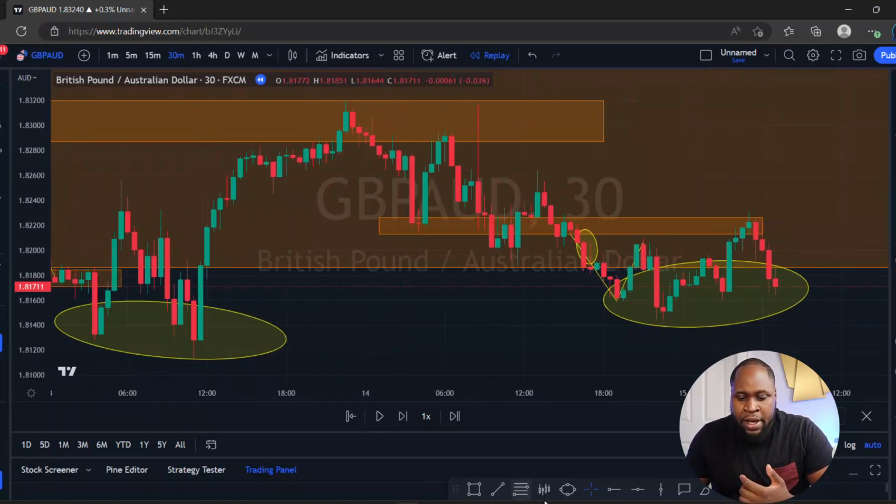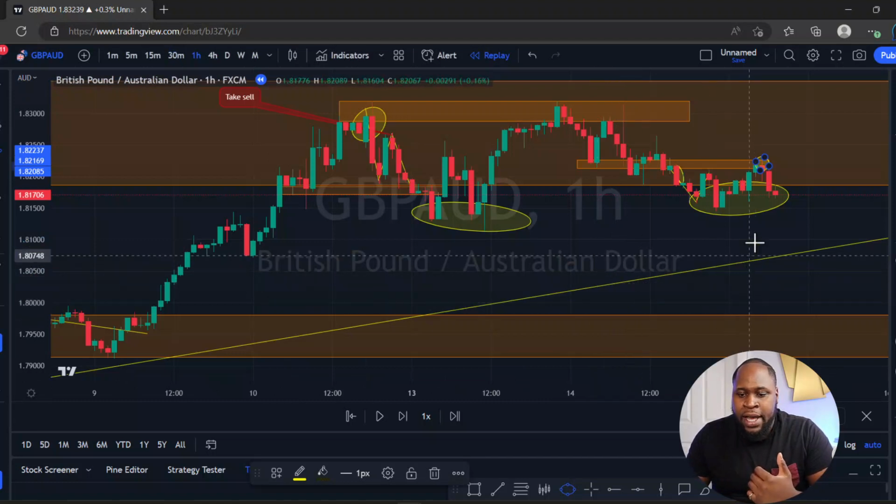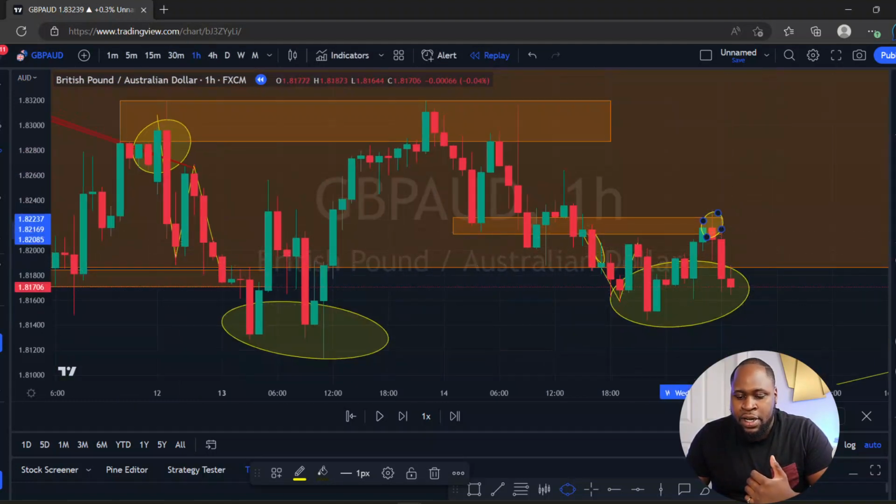And what else happened? Price came back to the area of resistance, that 1 hour resistance that we established before. Price came right back to that area. So you get yourself another opportunity for a sell, right?